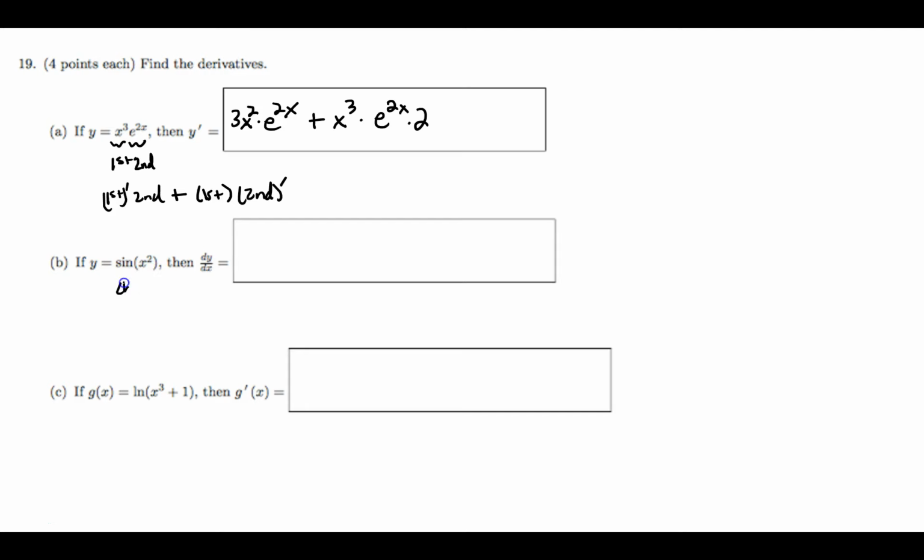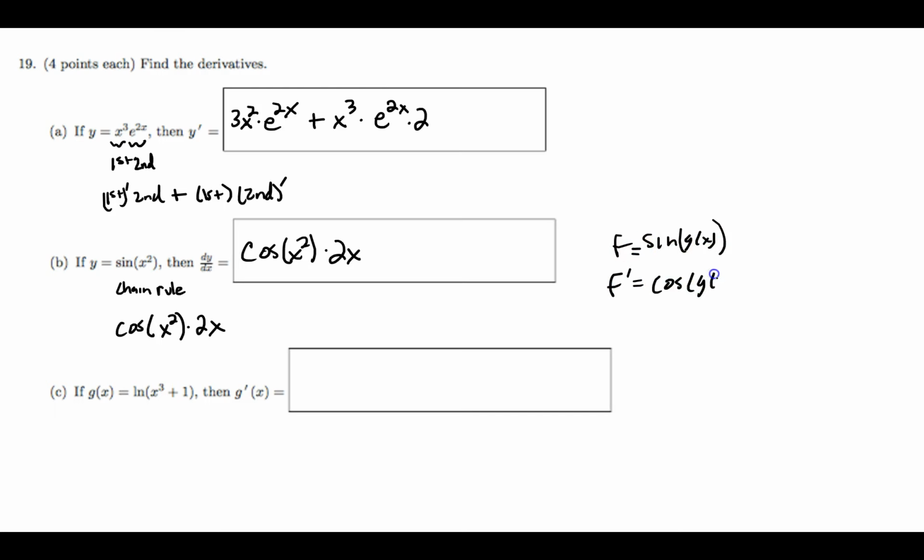Sine of x squared. This would be a chain rule. It's a function inside of a function. So you take the outside function, sine's derivative is cosine. You take the derivative of it, but you leave the inside alone. Cosine of x squared, and then the chain rule, multiply by the derivative of the inside. So we get the cosine of x squared, and we times that by 2x, the derivative of the inside. If you ever have the sine of some g of x as your function, your derivative is cosine of that same g of x times g prime of x.